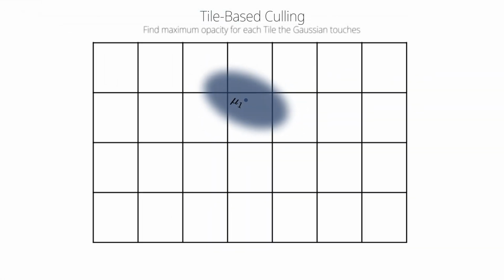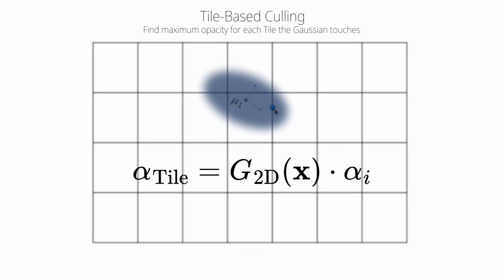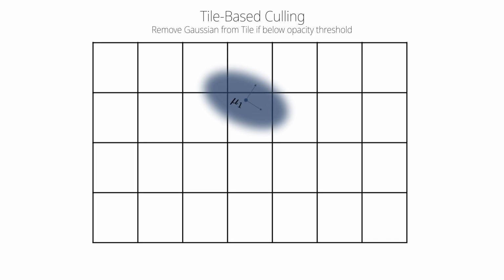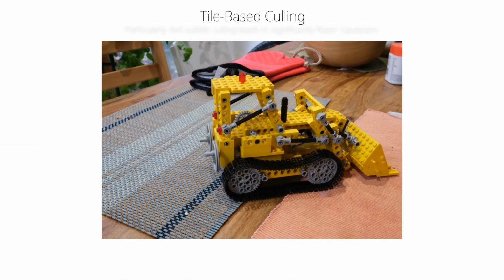For each Gaussian, we first compute their extent and all tiles touched by the Gaussian. Subsequently, we compute the maximum opacity within each tile. If this is below the predefined opacity threshold, we can discount the Gaussian for this specific tile. Note that we also perform the same optimization for 4x4 subtiles.